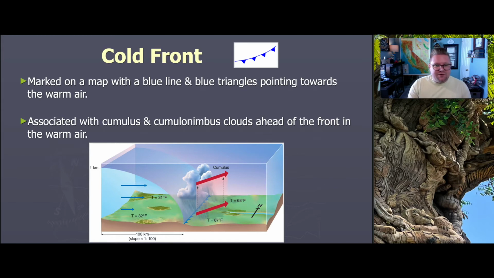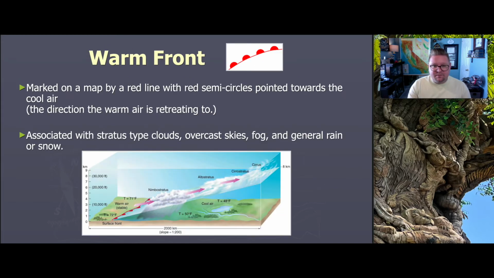So let's move into the next front. We'll talk about a warm front. It's again marked on a map by a red line with half circles on it. This time the half circles are pointing towards the cooler air, the direction the warm air is retreating to. These are often associated with stratus-type clouds, overcast skies, fogs, and maybe general rain or snow.